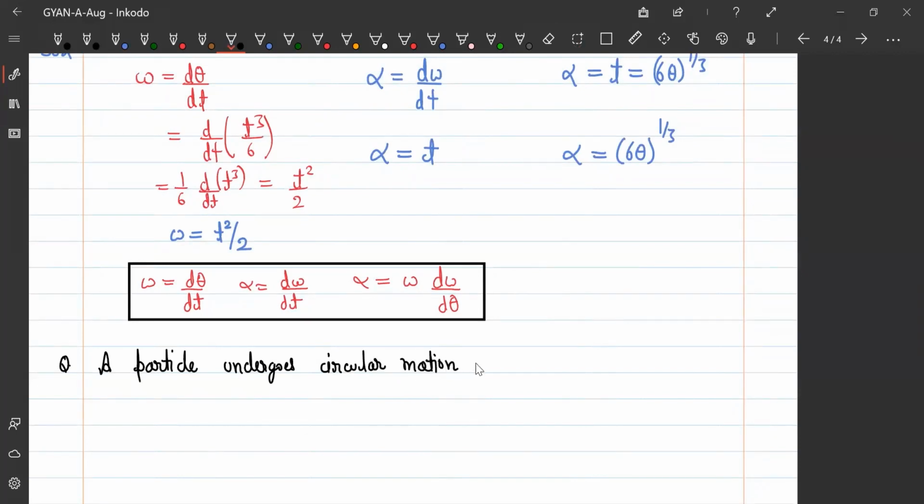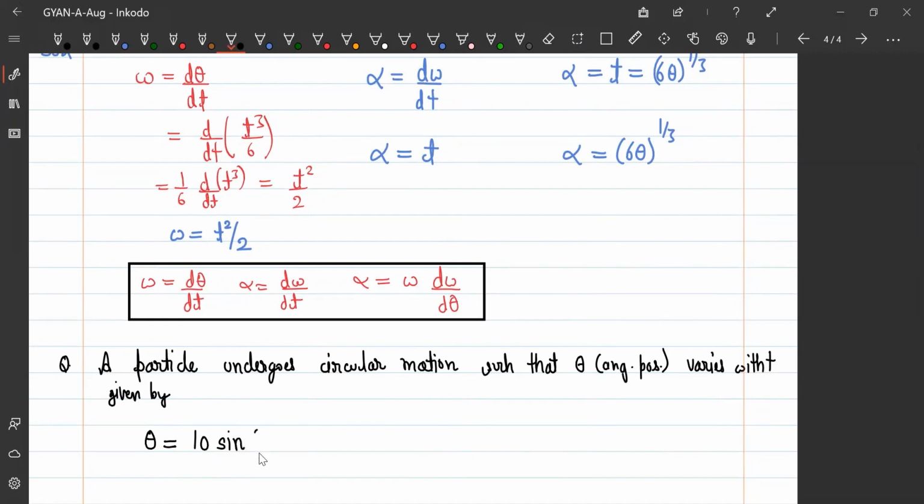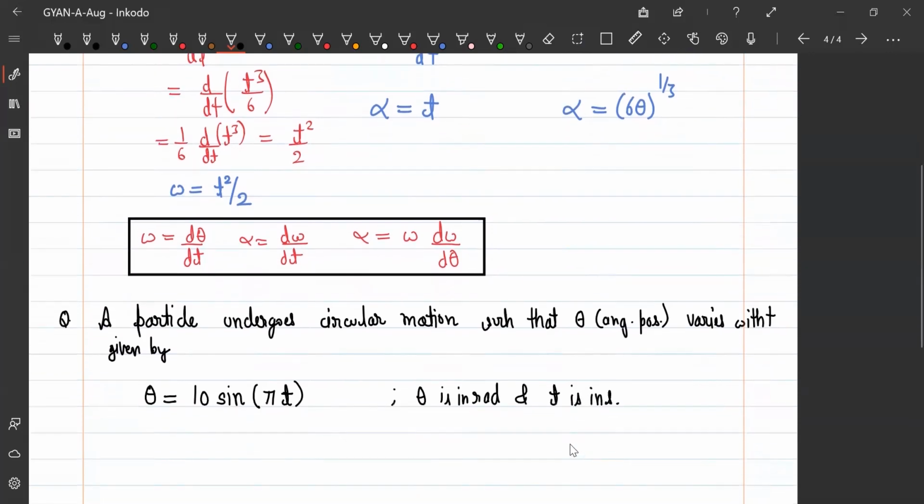A particle undergoes circular motion such that theta, your angular position, varies with time t given by theta is equal to 10 sine pi t, where theta is in radian and t is in seconds. Theta is a function of time.